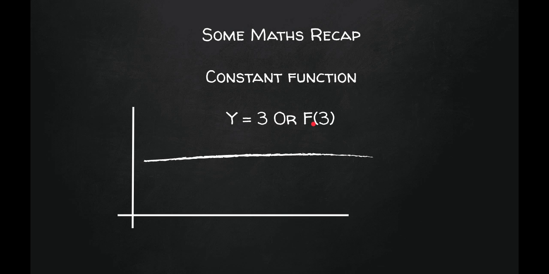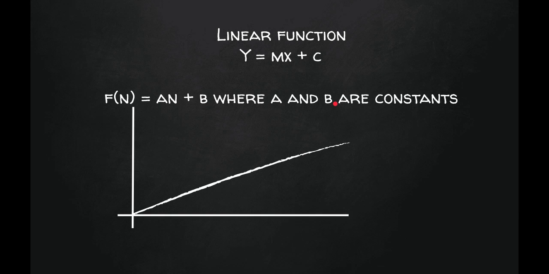Now, when we talk about functions, we have different categories. So we have something called a constant function. That's where everything stays the same. So if I asked you to draw y equals 3 and gave you a piece of graph paper, you would draw a straight line going across the page. So y stays the same regardless of what the other values are. So that's y equals 3.